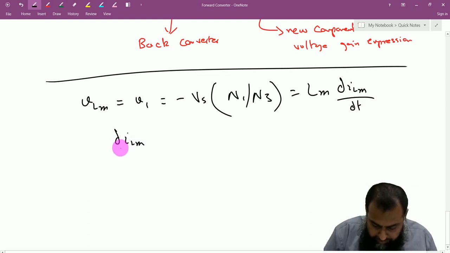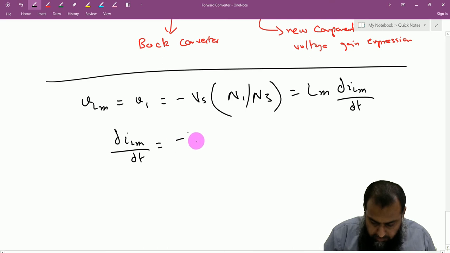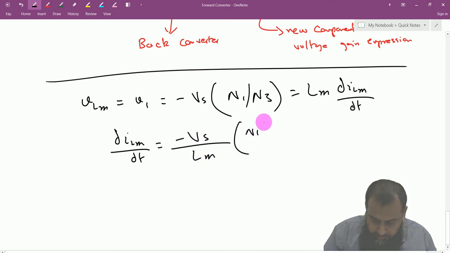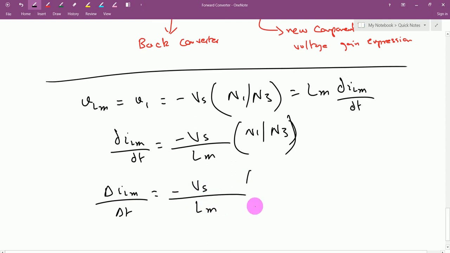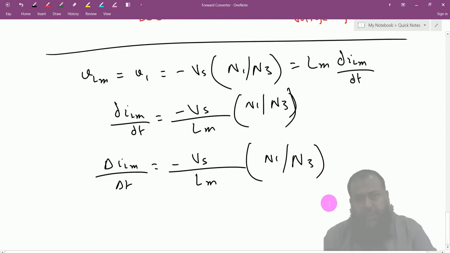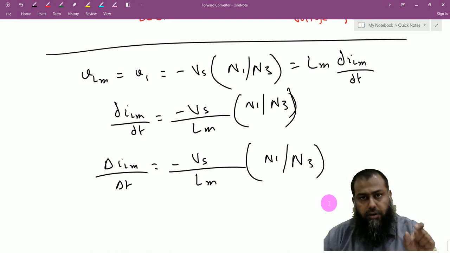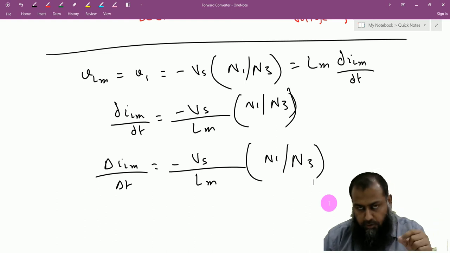So dILm over dt is equal to minus Vs over Lm times N1 over N3. And because it is not possible for the diode current ID3 to become negative, this expression holds only for the time during which the current stays positive. So delta ILm over delta t is equal to minus Vs over Lm times N1 over N3. Again, for a steady state condition, whatever is the net change in the current during the time when we turn on the switch SW should be equal to the decay in the current during the time when we turn off the switch.